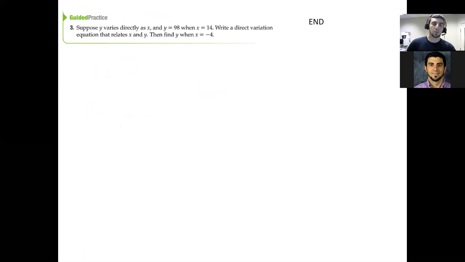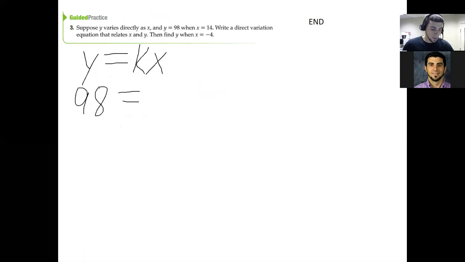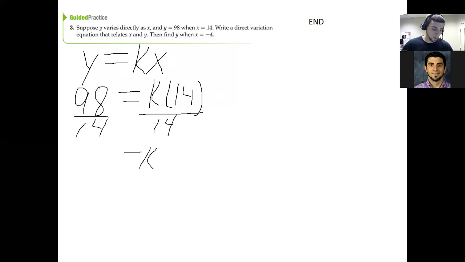All right, we're back. So suppose y varies directly as x. So that means that we're going to be using the equation y equals kx. And y equals 98 when x equals 14. So I can plug those in. 98 equals k times 14. Write a direct variation equation that relates x and y. So I could divide both sides by 14 to solve for k. So the equation is y equals 7x.